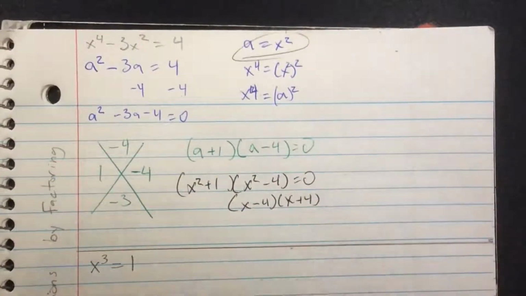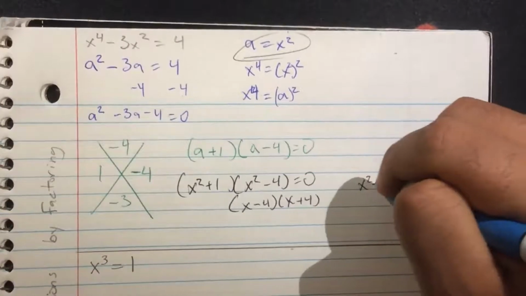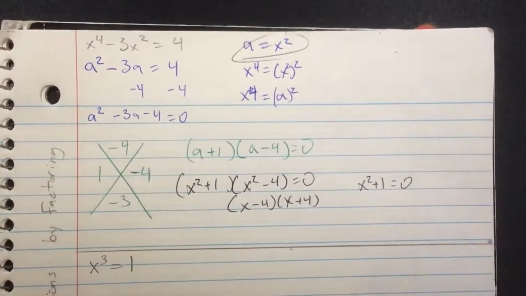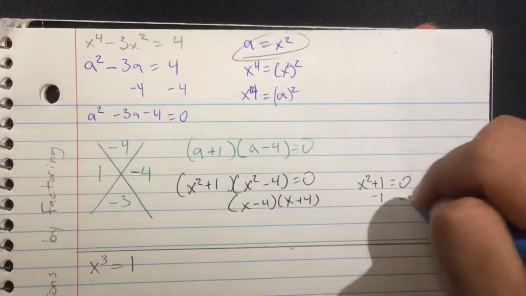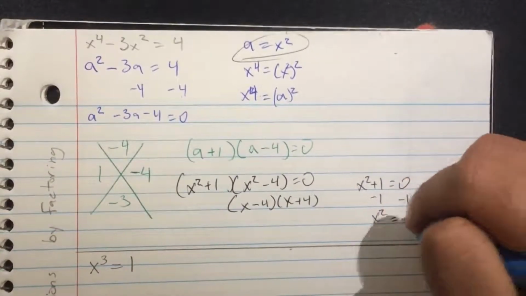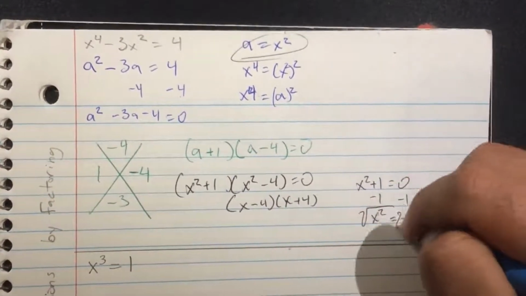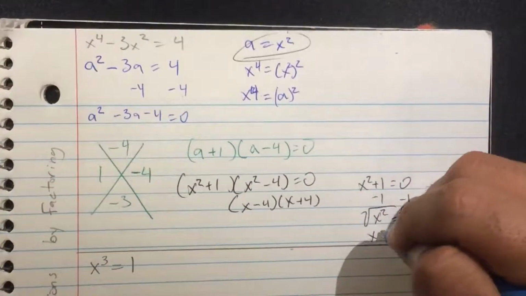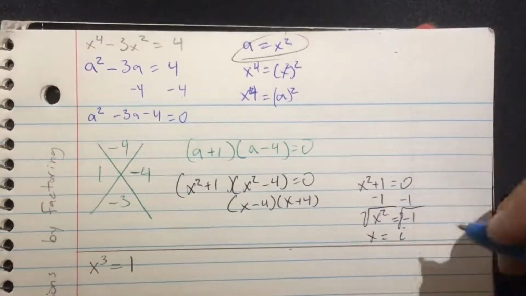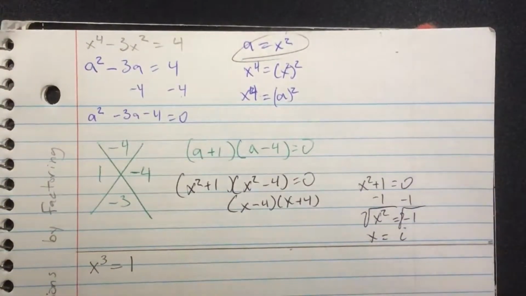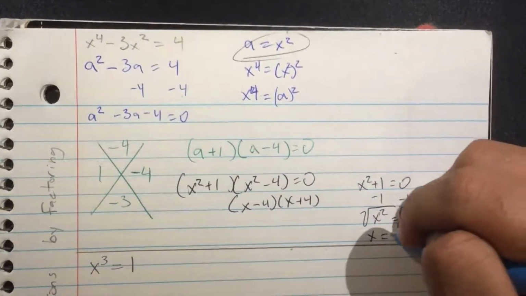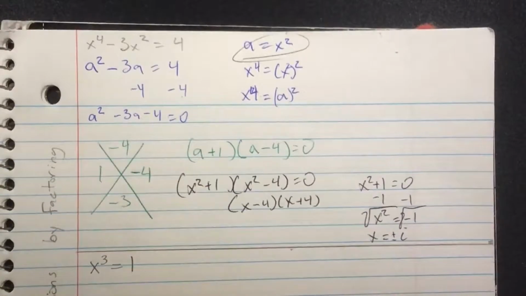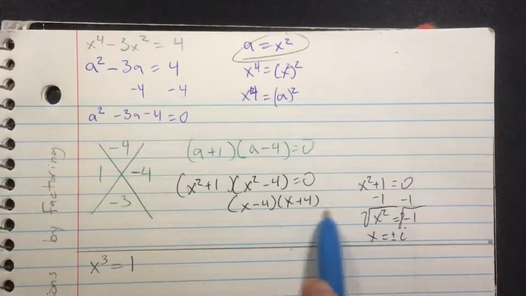So we have x squared plus 1 equals 0. Minus 1, minus 1. x squared is equal to -1. Square root, x is equal to i. Plus or minus i, because it could be either or. And we know these here.